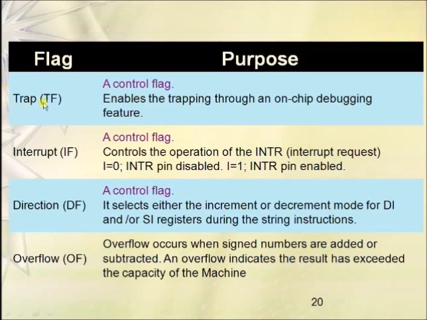Now we have the trap flag. This can be programmed by the user. If you program this to 1, then the processor enters into single step execution mode, which is also called debugging mode. After executing each and every instruction, the processor will execute an ISR which is related to the trap routine or trap interrupt. This is one of the control flags.